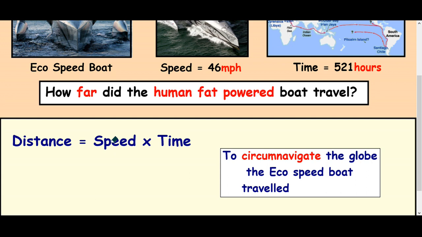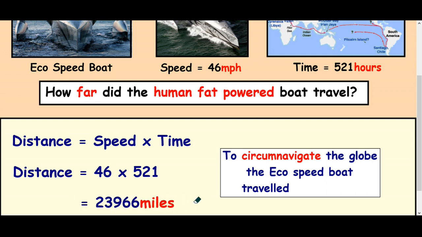Distance equals speed times time. So you take your speed, 46, times it by 521. Obviously, you use a calculator for this. And the speed is in miles per hour, so the distance must be in. Have a think. It's miles. So there you are, that's how far it travelled. Now we're going to do easier ones than this, but that's the general idea.